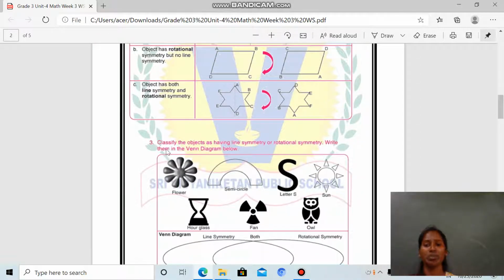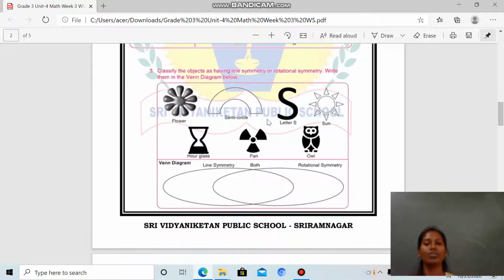Coming to the next question, classify the objects as having line symmetry or rotational symmetry. Write them in the Venn diagram below. Here are the given objects. You have to classify whether the given object has line symmetry or rotational symmetry. If it has line symmetry, you have to write here. If it has rotational symmetry, you have to write here. If it has both line symmetry and rotational symmetry, you have to write here.